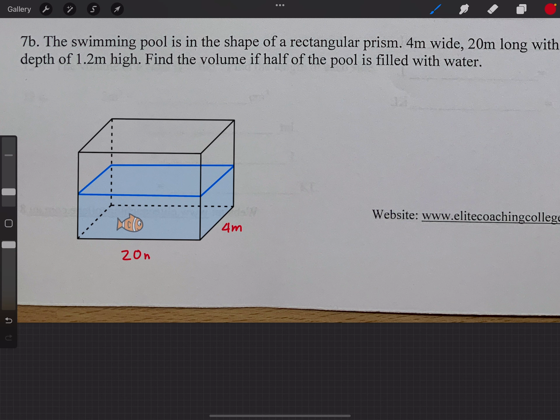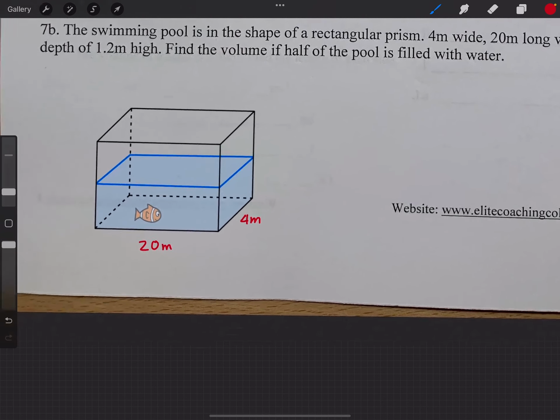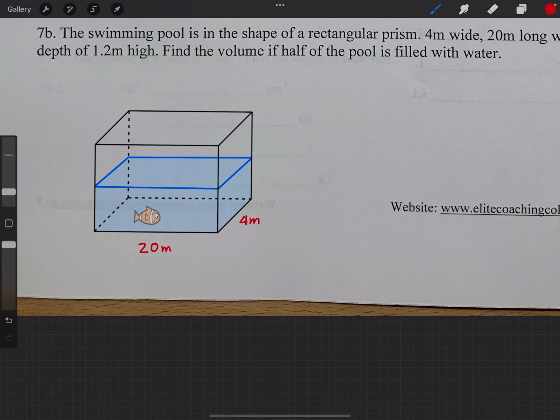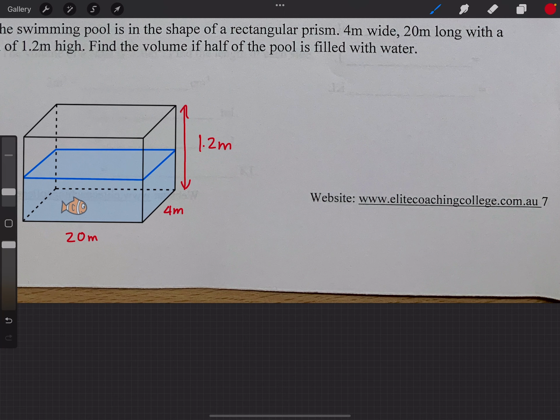20 meters long, and with a depth of 1.2 meters high. So the height of this whole thing is 1.2 meters. Find the volume if half the pool is filled with water. So that means we want to find the volume of just the water.